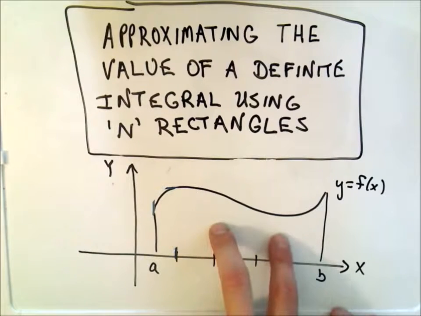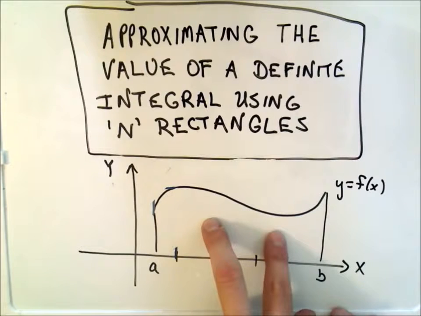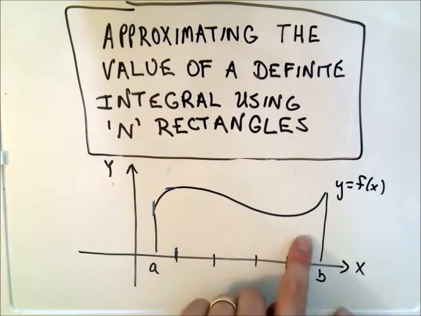Again, we need to remember that when we calculate the definite integral, if the area is above the x-axis, it'll give us a positive value. And if the area is below the x-axis, it'll give us a negative value. So we're trying to find this area.